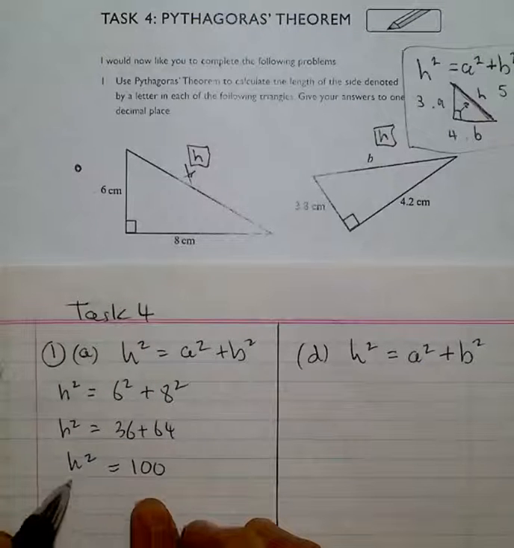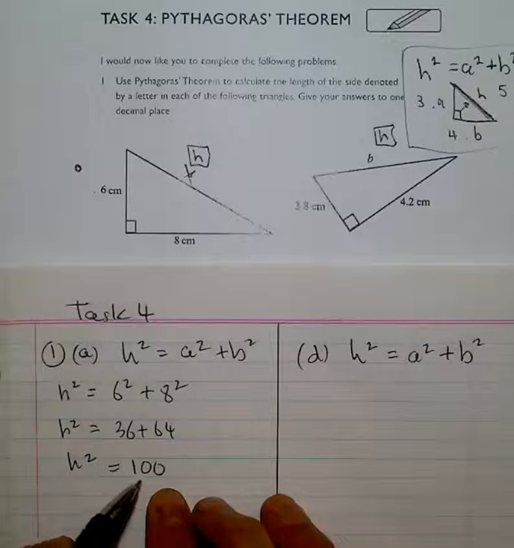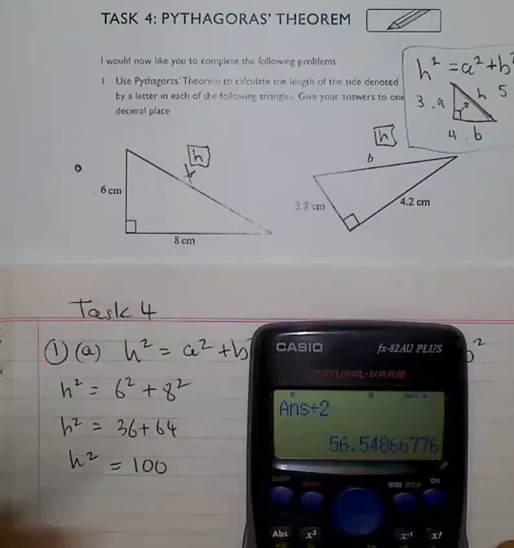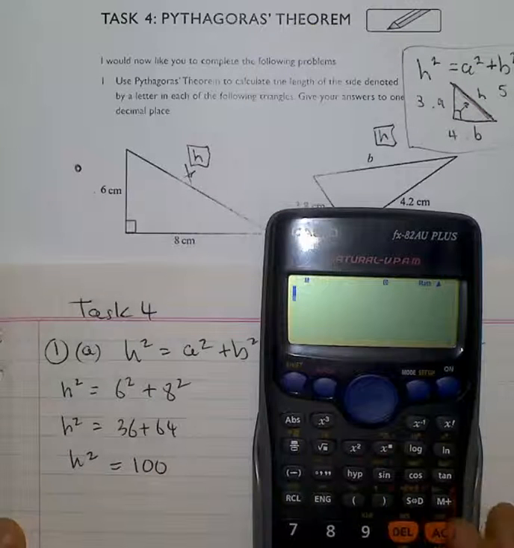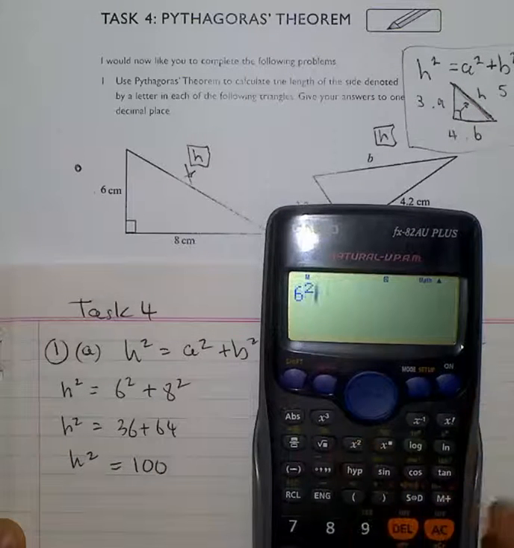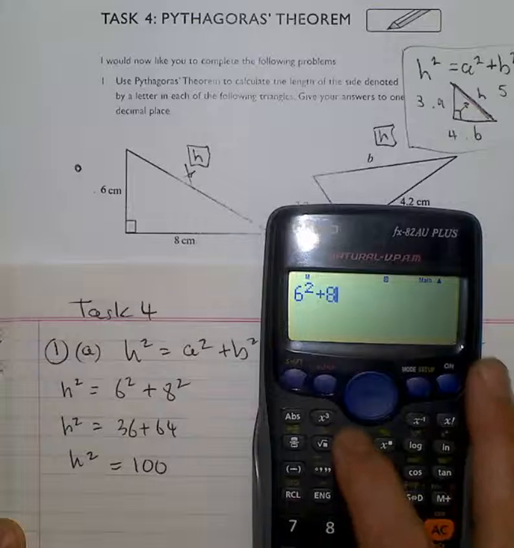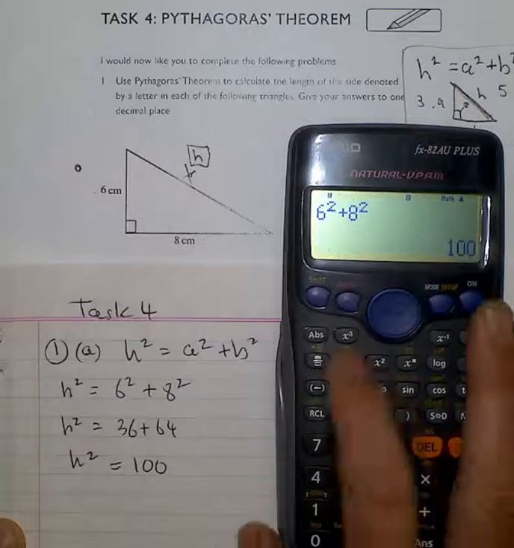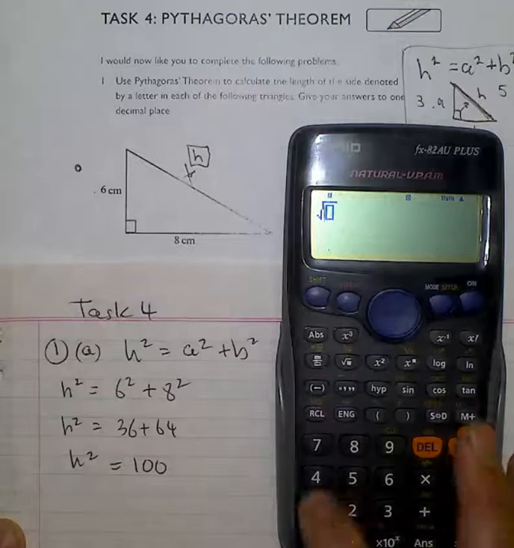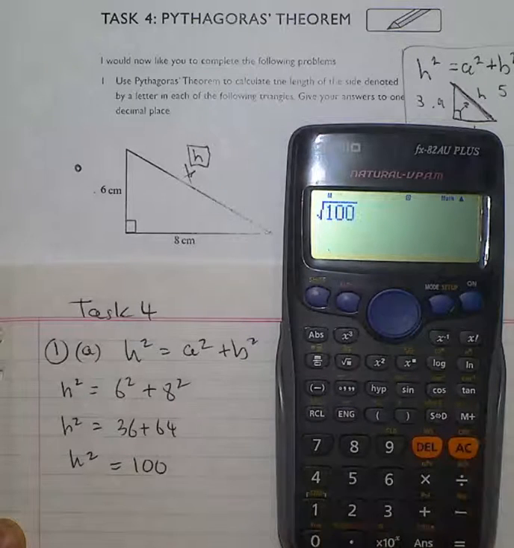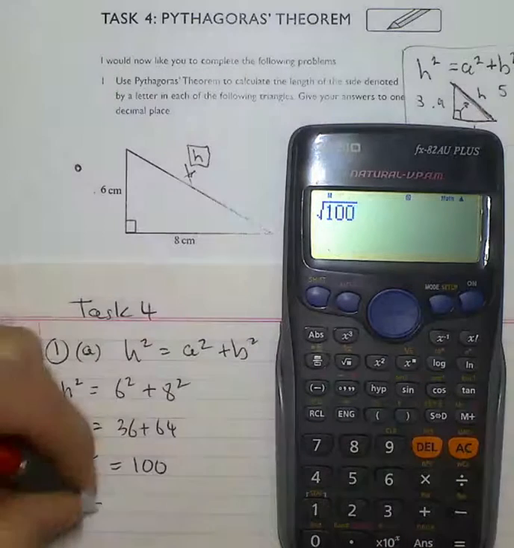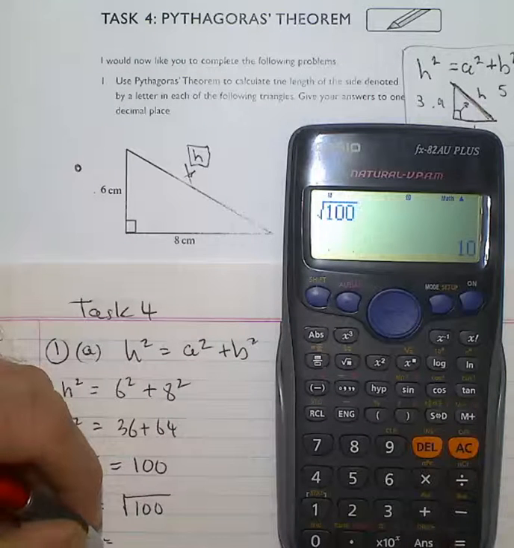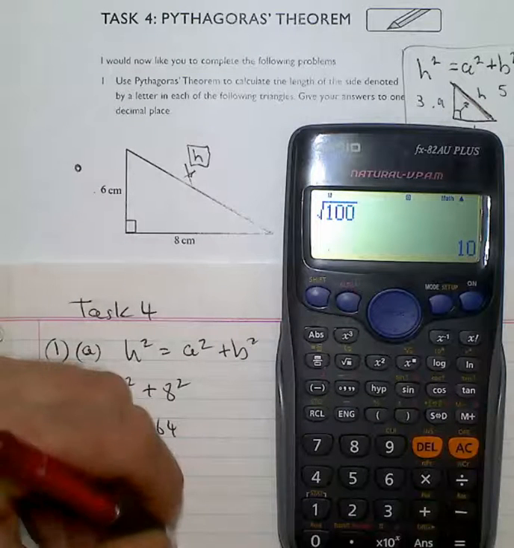So the square of the hypotenuse is 100. Now that's clearly not 100 centimeters. So when we put this into our calculator, I've got 6 squared plus 8 squared equals 100. And to find the square root, I use the square root key, square root of 100. And some of you will know that that's 10 centimeters.